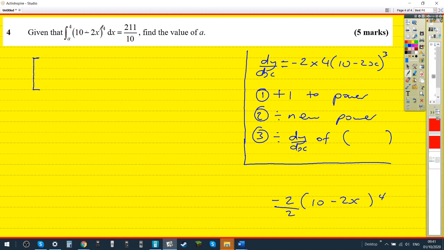Okay. This one over here. Integrate. So that'll be to the power of 5. Yep. And then divide the left side by 5. Yeah, so I'll just say times a fifth or something. Yeah. And so yeah, a fifth, and then 10 minus 2x to the power of 5, I think. Yeah.